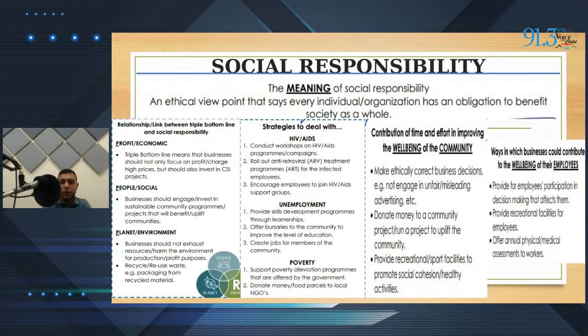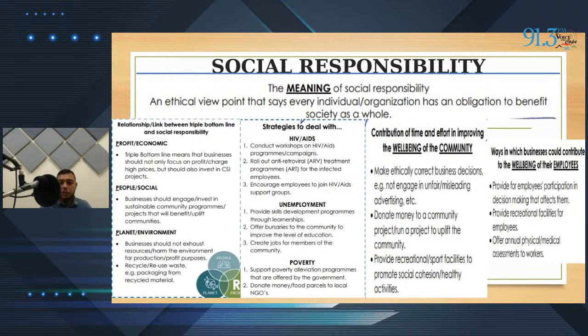So, ways in which we could contribute to the well-being of the employees. How could we contribute? We should provide for employees' participation in decision making that affects them. This will bring about confidence in the workplace. Once they have confidence, the business would increase its profitability.